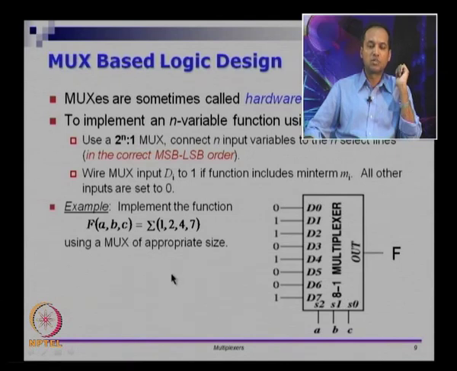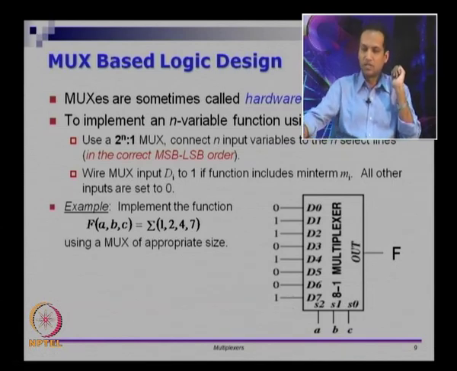So if I gave you a truth table, let us say 1 3 5 7 instead of 1 2 4 7, all you have to do is make D1 on, D3 on, D5 on and D7 on, the rest of them 0, that's the circuit that you want. It's as simple as that. So this is called mux based logic design.